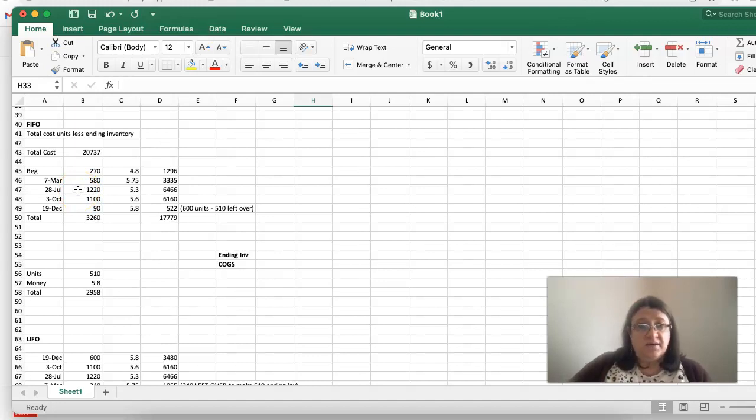on the 28th of July, I did 1,220 units times $5.30. And then on October 3rd, 1,100 units at $5.60, times that by $5.60. But then on the 19th of December, because I need the 510 left over, I subtract, and it came to 90 units at $5.80, because that's 600 units that were there before minus the 510 left over. So that gave us a total of 3,260 units with a purchase cost of $17,779. Okay.